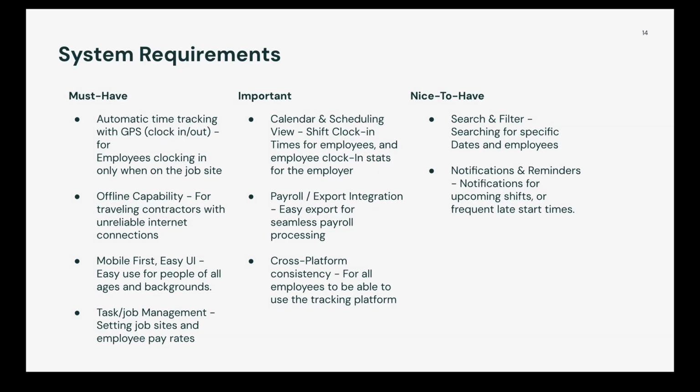For our system requirements, we started by separating the features into must-have, important, and nice-to-have categories. This way, we were able to prioritize the most important features versus the least important. Must-have. First, we have automatic time tracking with GPS, and this ensures that employees can only clock in when they're physically at the job site.